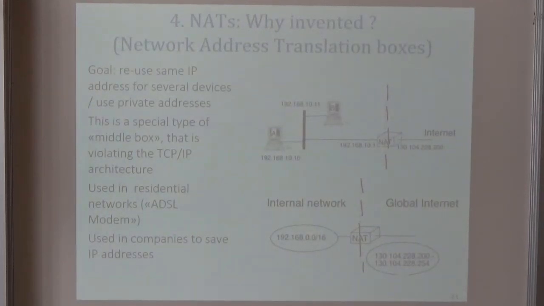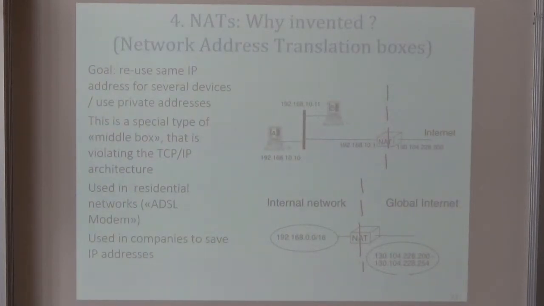We're violating the architecture because we are using a private network, and also because the middle box here is not a router, but a network address translation box. A secondary goal of this invention is not only to use the private addresses, but also to be visible on the internet with only one IP address.